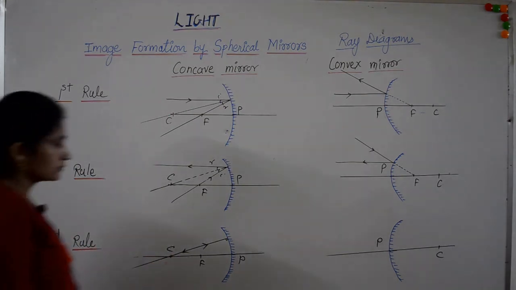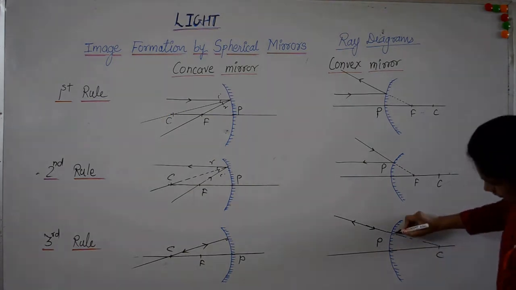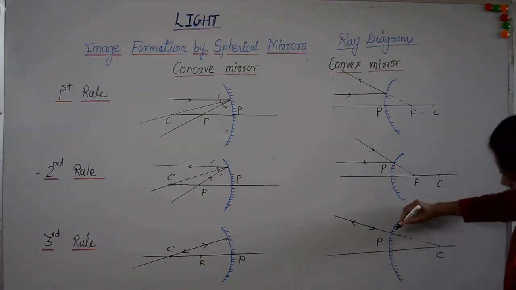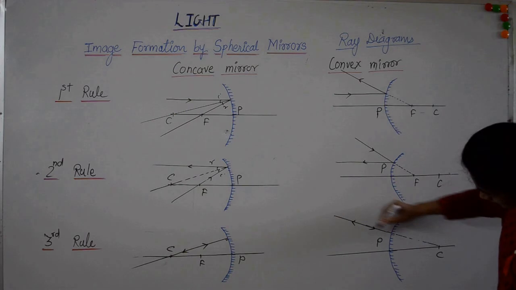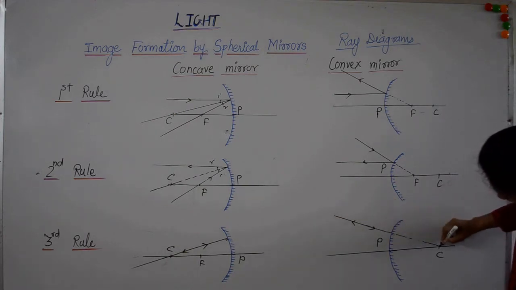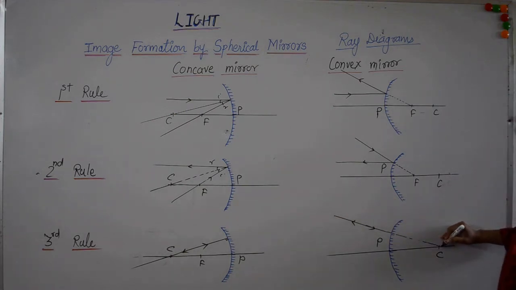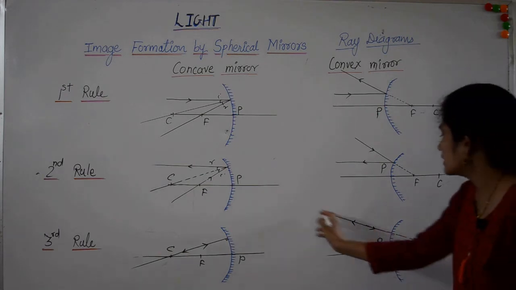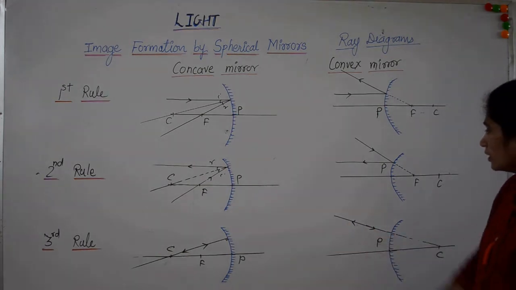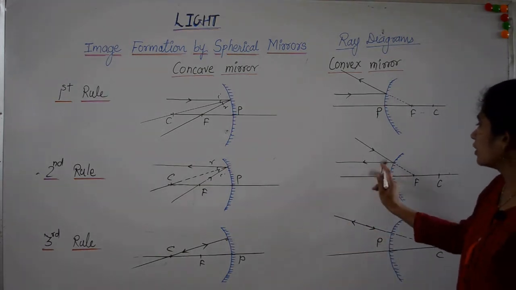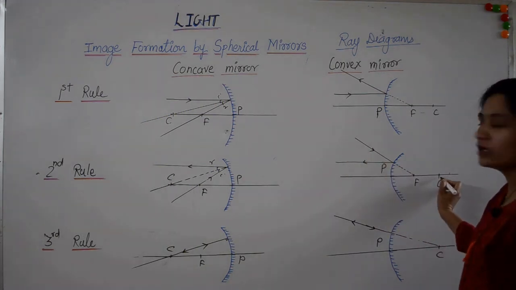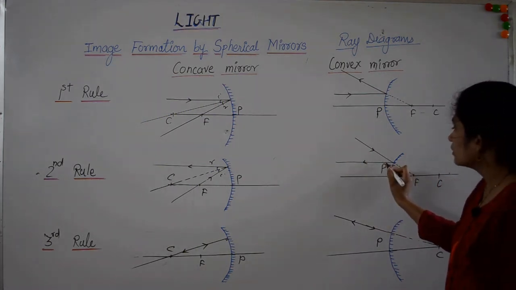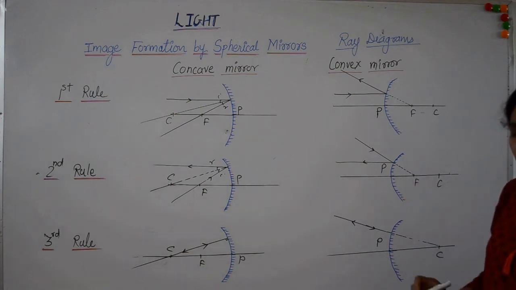Now you can see in case of a convex mirror, the ray appears to pass through the center of curvature, because if you extend this incident ray, it appears to pass through the center of curvature. Therefore, it gets reflected in the same direction. Similarly, here also you can draw a normal, which will pass through the center of curvature, and you can note the angle of incidence and angle of reflection.